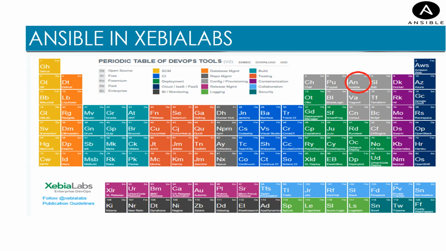Ansible in XebiaLabs: this is like the periodic table for DevOps tools, and they have rated Ansible at the top as a DevOps tool. You can see it alongside Chef, Puppet, Ansible, and SaltStack.